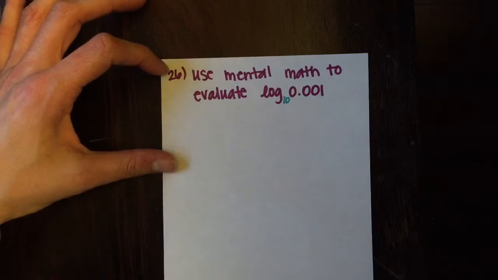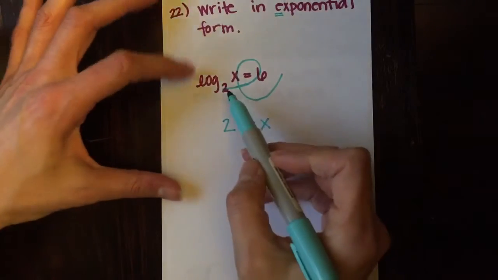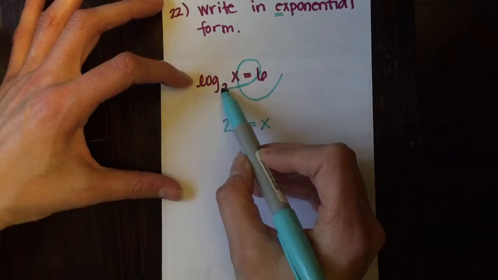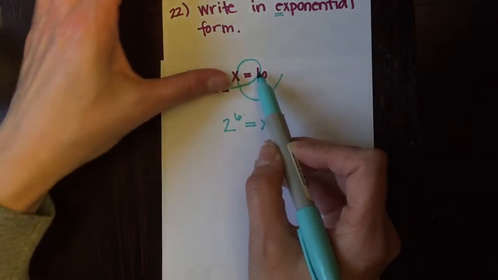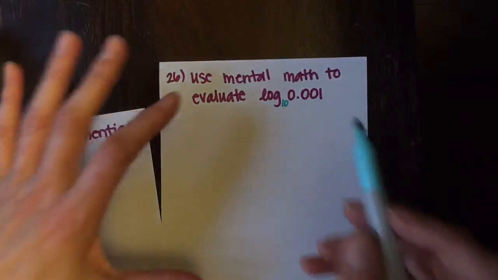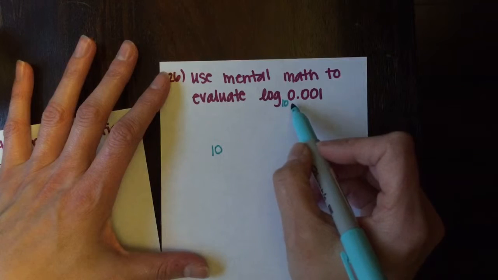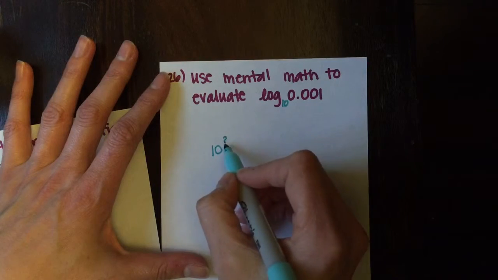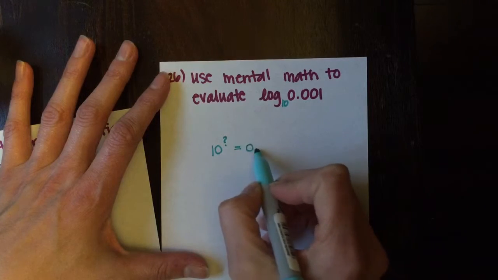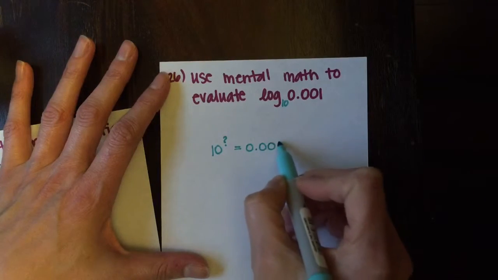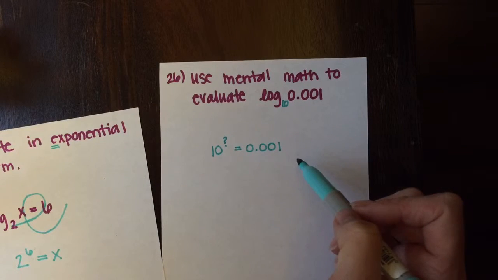And if we go back to the last example that we did, number 23, when you're evaluating a log, it means the base to what power? You're trying to find the power. So on number 26, 10 is the base. To what power? I'm going to put a question mark. To what power would equal 0.001? And this one's a little more difficult to do with mental math than some of them would be.